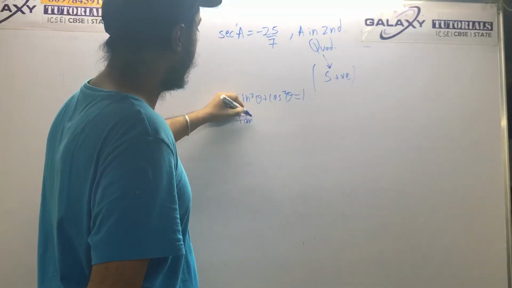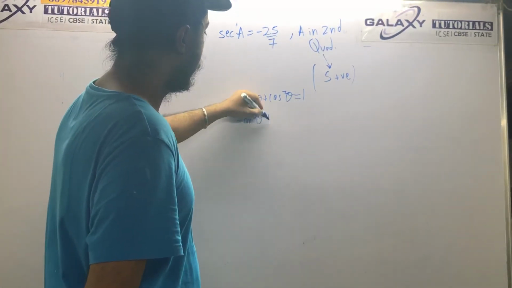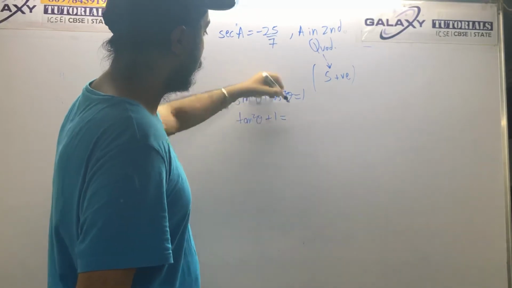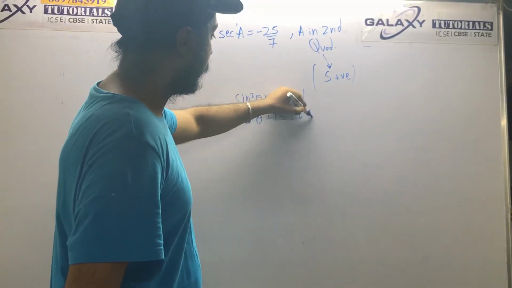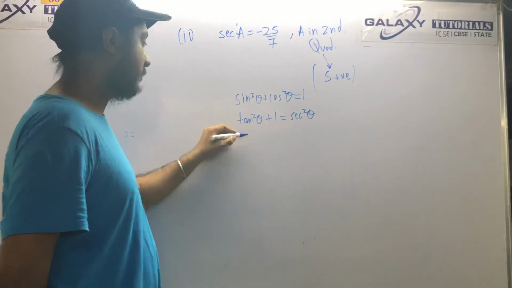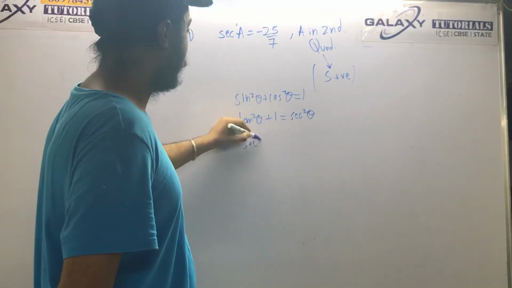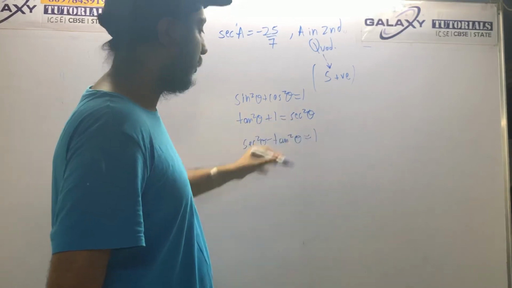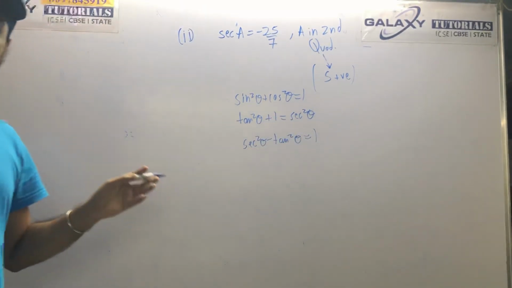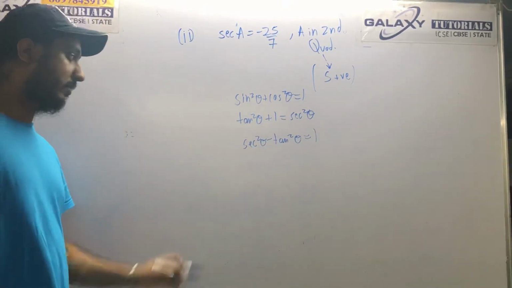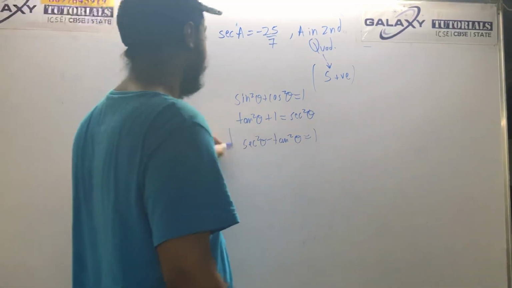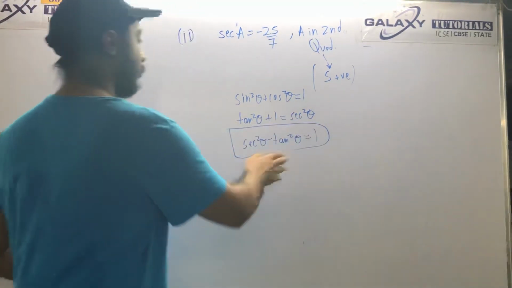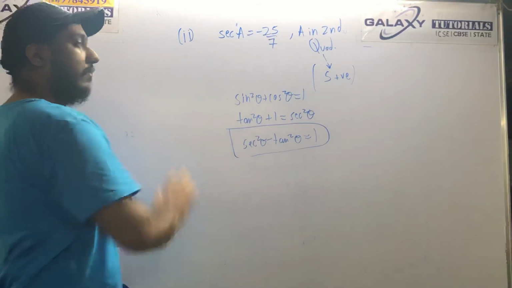Tan square theta plus 1 is equal to secant square theta. I told you this identity, or you can write this as secant square theta minus tan square theta is equal to 1. Just a few minutes ago, in this lecture only, I told you this identity in the beginning. Derivation also I showed you. So using this identity you can find the value of tan.